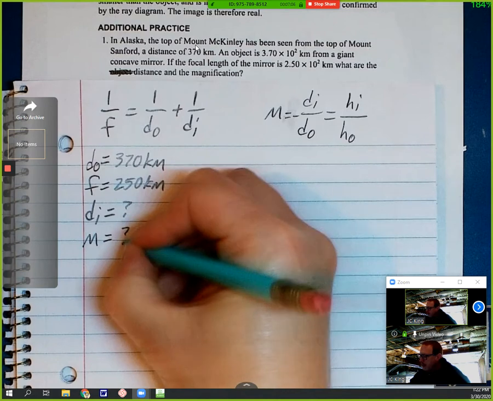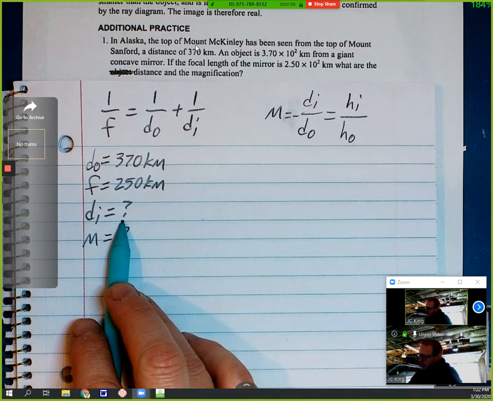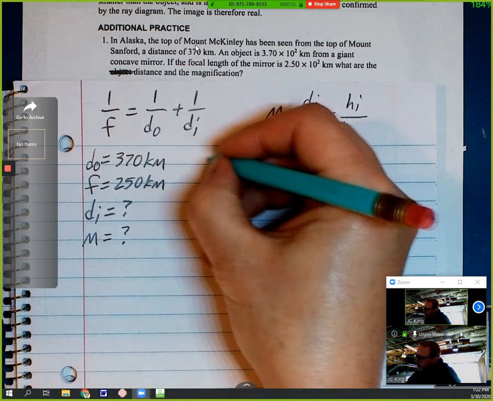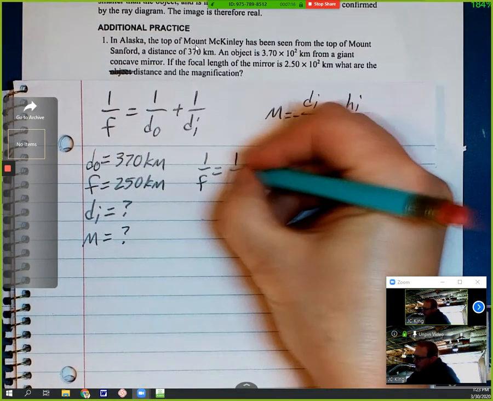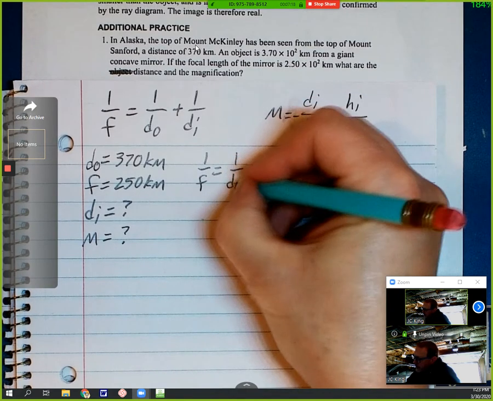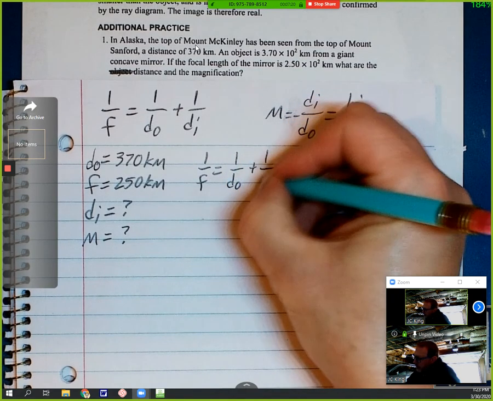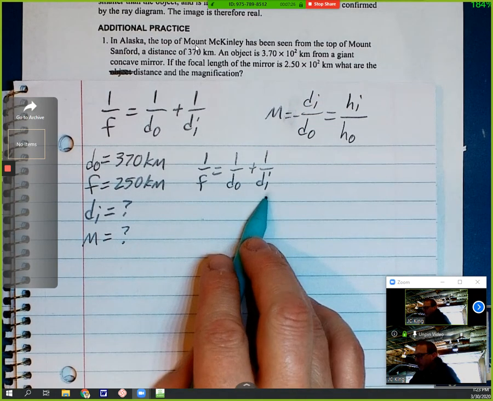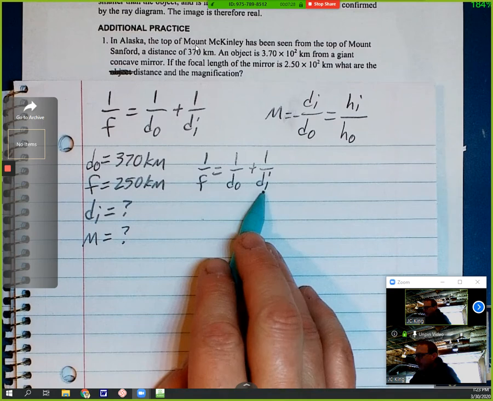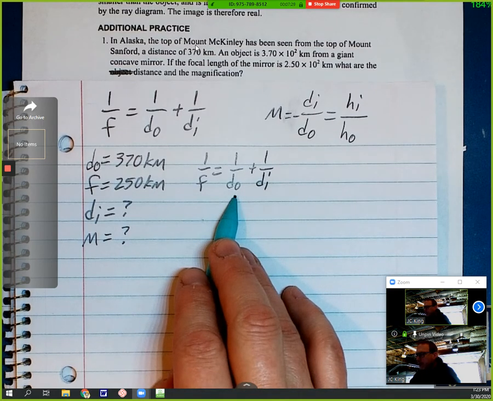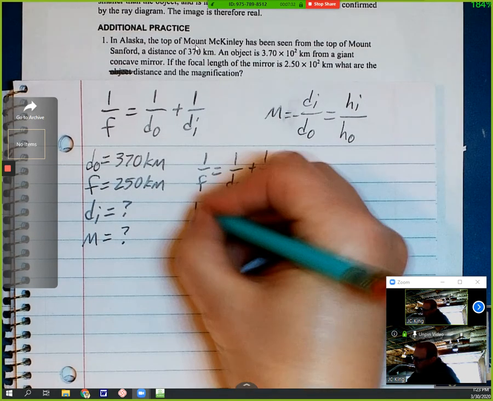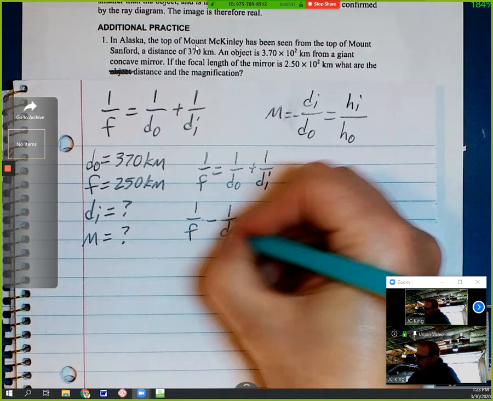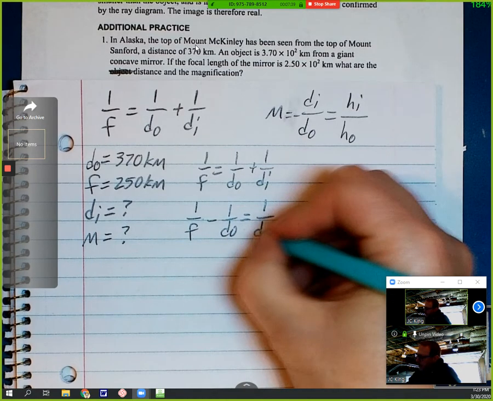So we're going to start off by finding DI first, and we're going to use this first equation up top, where 1 over focal length equals 1 over the distance of the object plus 1 over the distance of the image. Since we're looking for DI, we're going to get DI on its own side by subtracting 1 over DO on both sides. So 1 over F minus 1 over DO equals 1 over DI. Okay?